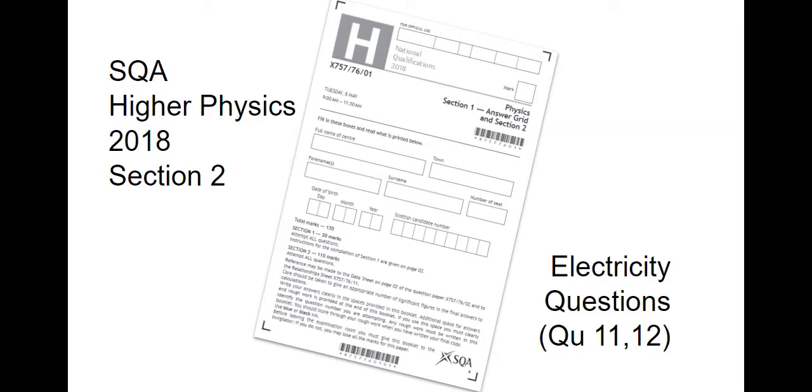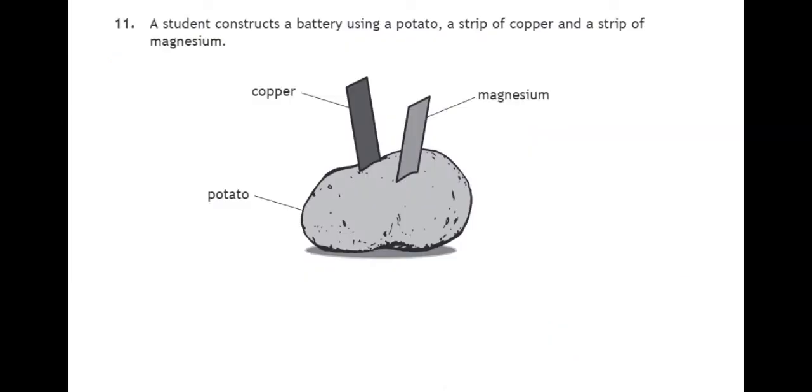Hello, higher physicists. Today we're going to have a look at the electricity questions from the higher physics paper in 2018. So without any further ado, the first question is question 11, and it says, a student constructs a battery using a potato, a strip of copper, and a strip of magnesium.